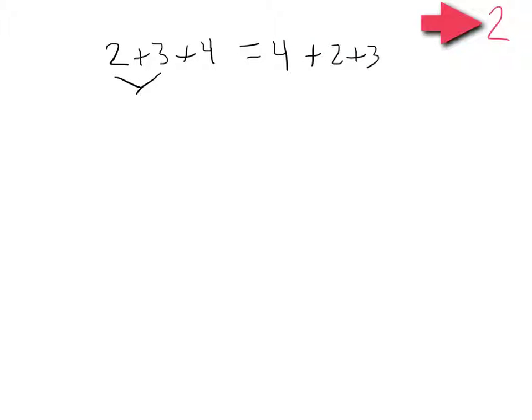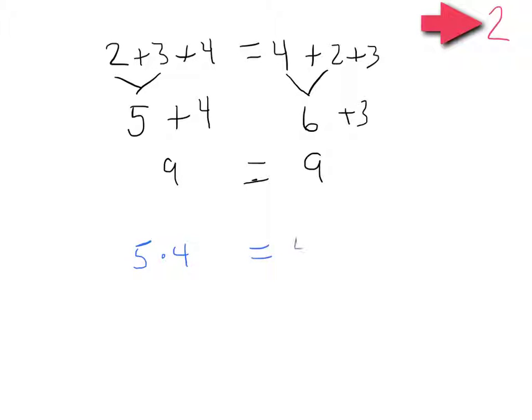So 2 plus 3, we know, is 5, and 5 plus 4 equals 9. We'll see 4 plus 2 is 6, and 6 plus 3 is 9. So the commutative property worked. Let's try it with multiplication. We'll start with 5 and 4. So 5 times 4, we need to show that it's the same thing as 4 times 5. And you all are very good with your multiplication facts, so you know 5 times 4 is 20, and you also know that 4 times 5 is 20, so it works.